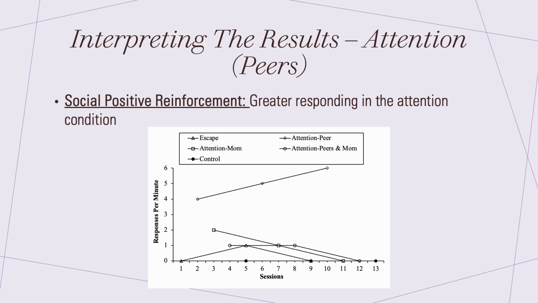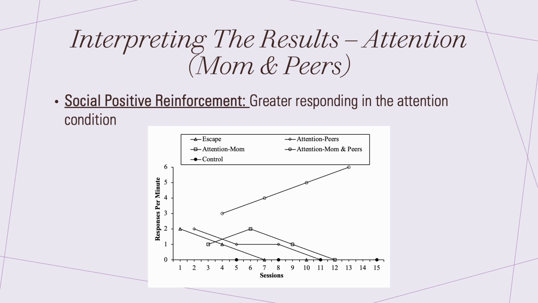In this FA, because multiple attention conditions were conducted, if you see that behavior occurs at high rates in all the attention conditions, behavior is likely maintained by attention in general. However, you may identify idiosyncratic functions if the behavior occurs at high rates only in conditions where the maintaining reinforcer is delivered. For example, if you only see that behavior is occurring at a high rate in the attention from peers condition, then the behavior is maintained specifically by attention from peers. This is an example of what responding maintained by attention from mom and peers would look like.